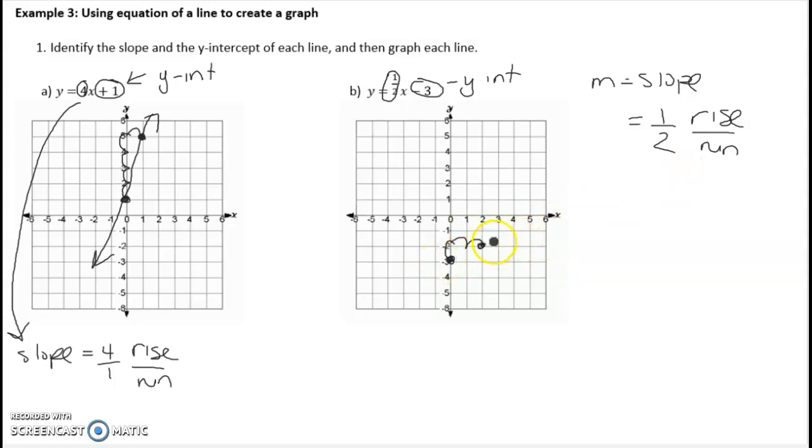And then the thing is, you can keep doing this, right? We can go up another 1 and over 2, 1, 2, put a dot. You can go up 1 and over 2, put a dot, okay? And the same thing, you can go down, because 2 negatives make a positive, right? Down 1, over 2, put a dot. Down 1, over 2, put a dot. And then you can join all of these. Once again, I apologize. It's really hard doing this on the computer. Okay? So there's your line.